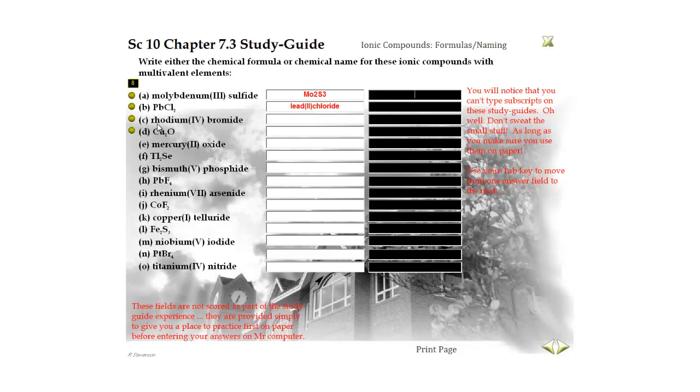In the third example, you're given the name, and you're asked to write the formula. Bromine is -1. Rhodium is +4. Guess how many bromines you're going to need? 4. Rhodium 4 bromide.